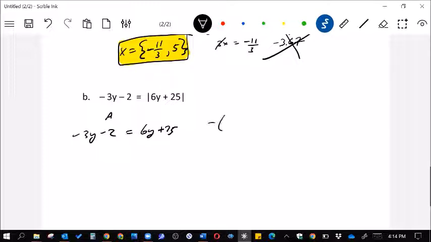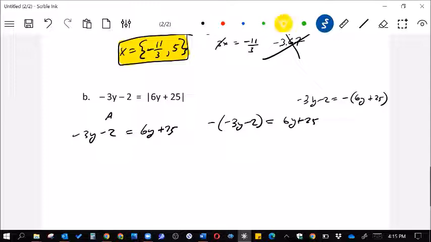So I can say negative 3y minus 2 is equal to 6y plus 25. If I were to have applied the negative on the other one, I'd have started off as negative 3y minus 2 is equal to negative 6y plus 25. Well, think about something. This negative here, if I just multiplied both sides by a negative 1, I would get the negative over there. So it really just doesn't matter. It's entirely your choice which way you want to do it, as long as you get the correct answer.